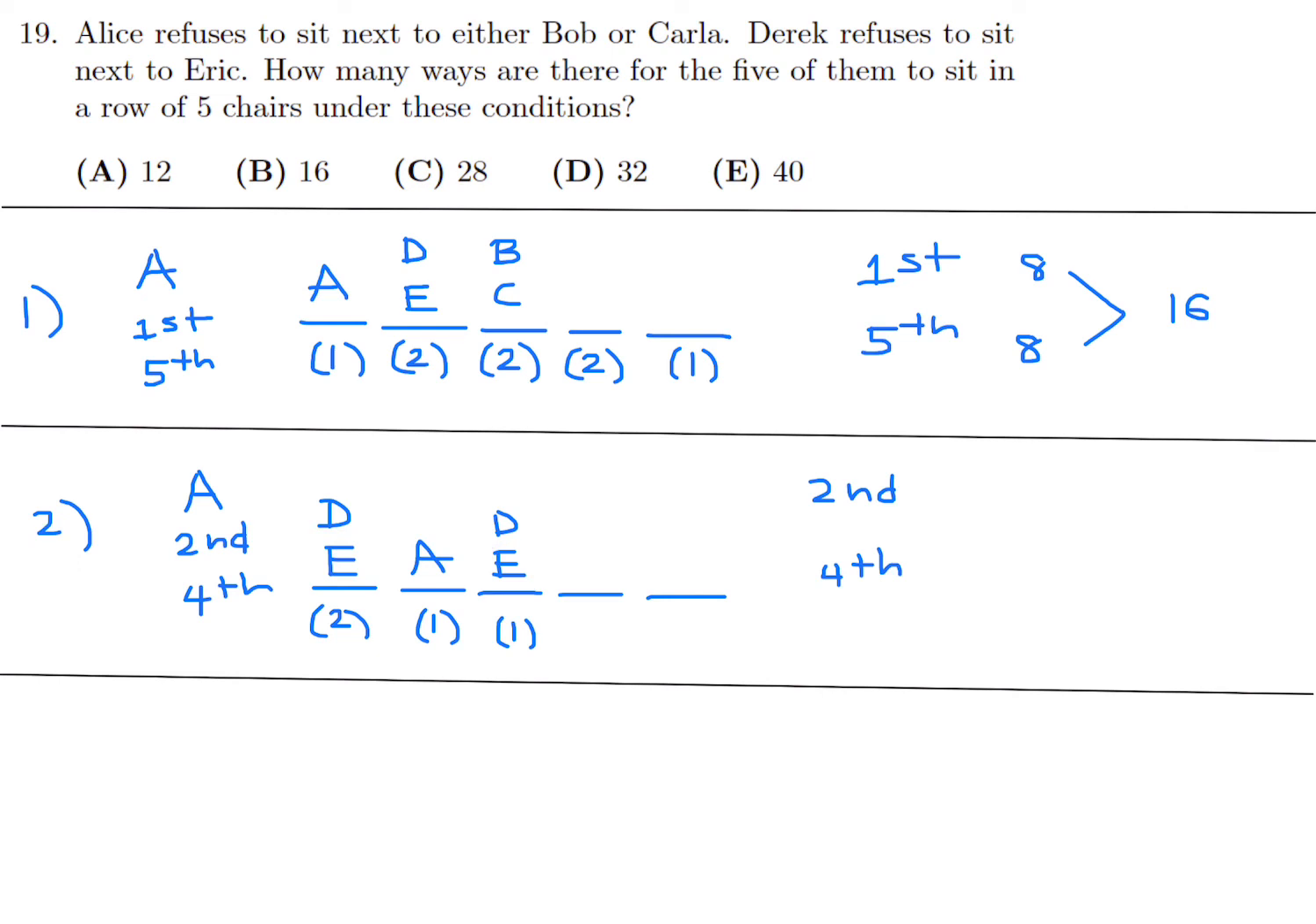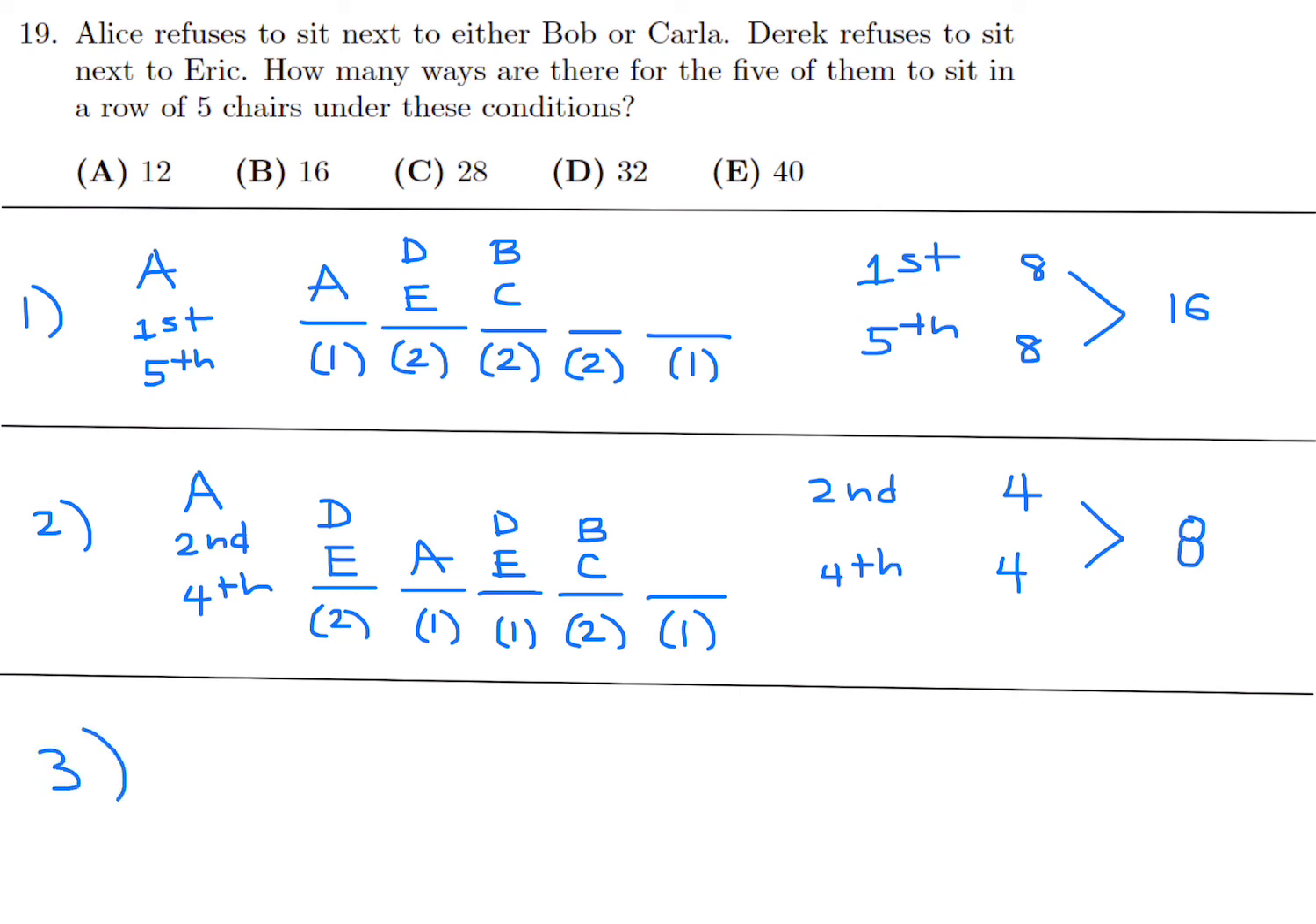And now we've got B and C left, Bob and Carla. So B and C can go here. So you got 2 choices. And then, of course, one final choice, whoever's left. So this is actually 4, 2 times 2. And similarly, you can do the same thing for the 4th position, and that would be 4 also. So this gives me 8.